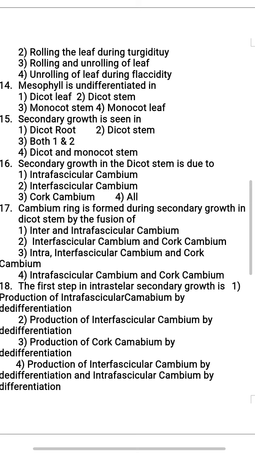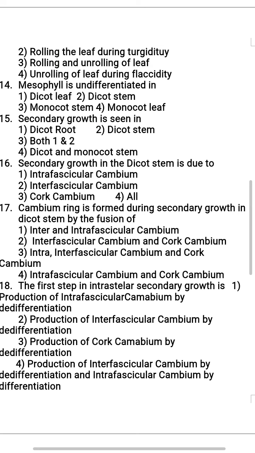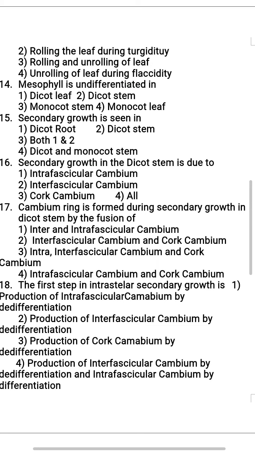Now let us see the explanation for this question. In dicot stems, the cambium cells present between primary xylem and primary phloem are called intrafascicular cambium. Then the cells of the medullary rays adjoining these intrafascicular cambium become meristematic and form the interfascicular cambium. Thus, a continuous ring of cambium is formed. Is this clear? Then, next question.